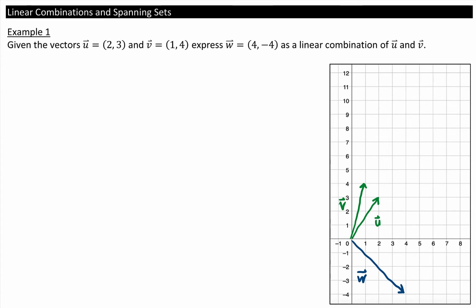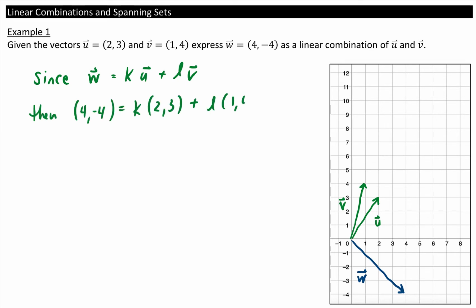So one way to solve this problem is to start off with a statement. So we're going to take k times u plus l times v, and we're not sure what k and l are, and we're going to add them up, and it should give us the result (4, -4), or vector w. So we end up with the following equation. Next, let's combine the right side.